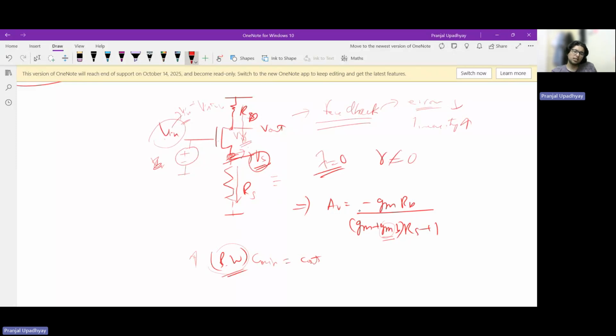So what is this degeneration really doing? When you try to write VGS, what is VGS equal to? VGS will be V in minus I, the current that is flowing, times RS. So this is the negative feedback action. We are seeing that the input gate to source voltage is effectively decreasing by this degeneration term.